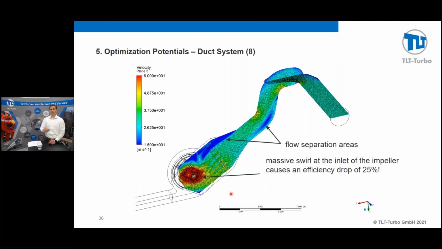Speaking of that, I would like to come back to this centrifugal fan I talked about at the beginning. I said that there was an efficiency drop of 25% due to this swirl, and that in this case corresponds to a loss in shaft power or electrical power of approximately 285 kilowatts. So I think that's a huge amount, and hopefully makes clear that duct optimization is a big thing and can pay off when talking about costs during operation.